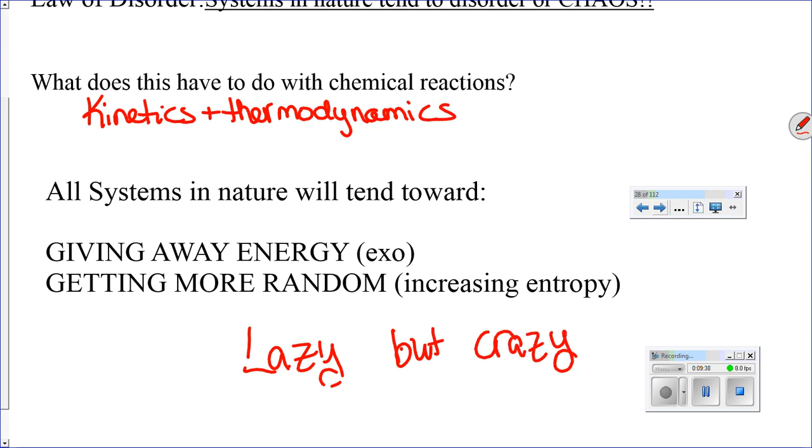Sounds sort of dumb, but what's happening here is you want to give your energy away. So go to a low energy state by giving your energy away. But you still want to be random. Like you want to run around and be crazy. So it's kind of like if your parents went out of town, you'd let the house be really, really messy and chaotic and random, because you'd just be laying around on the couch, giving all your energy away, being very, very lazy. So systems in nature are going to tend toward lower energy states, but they're also going to tend to be more disordered.